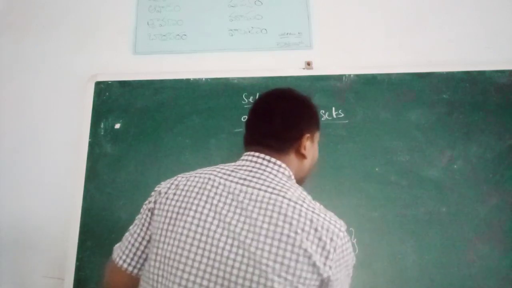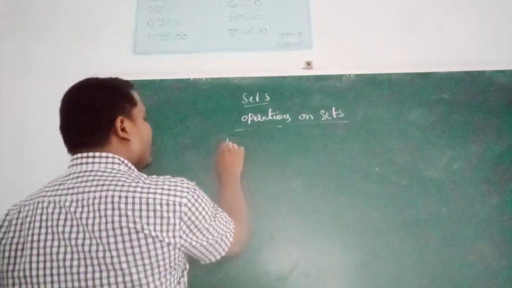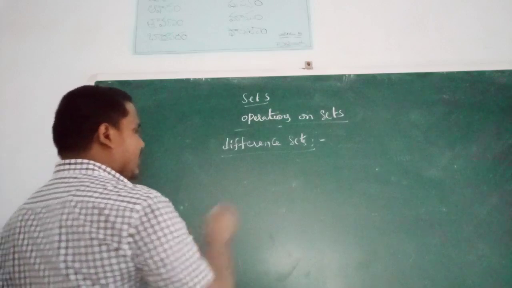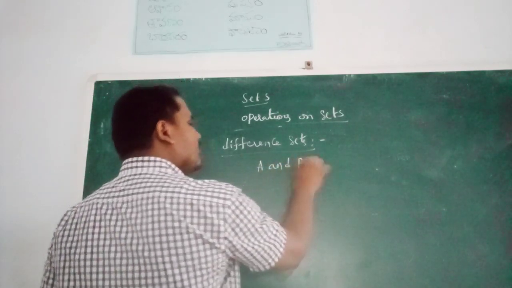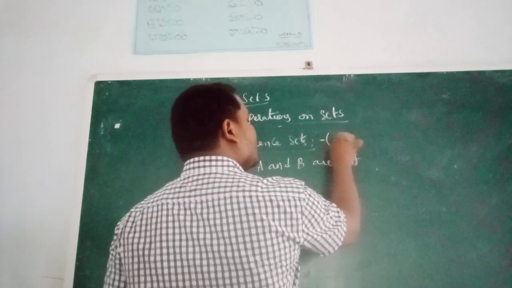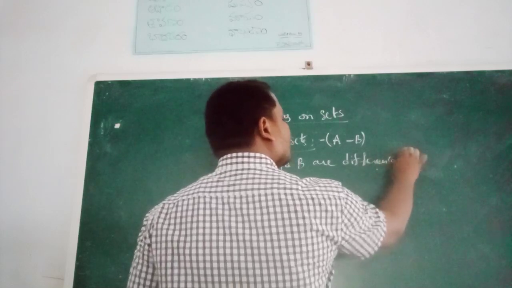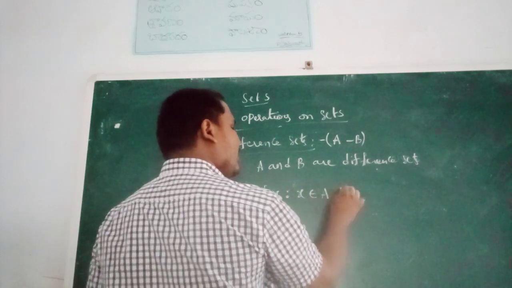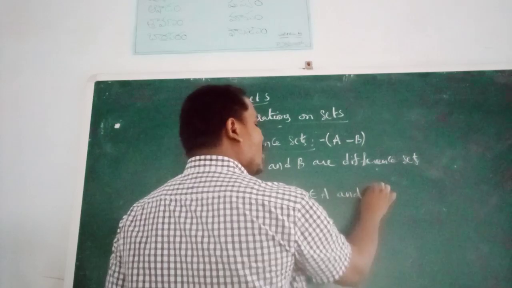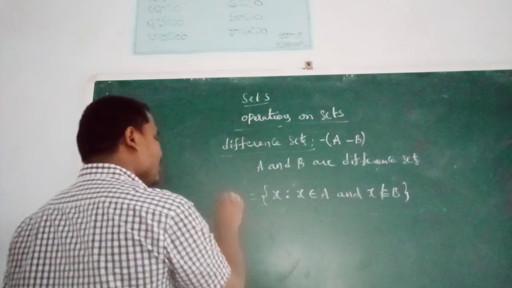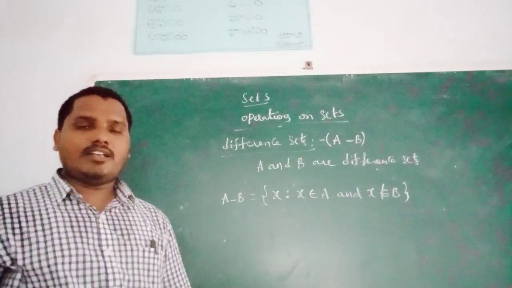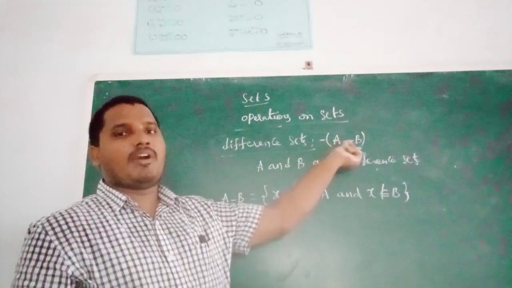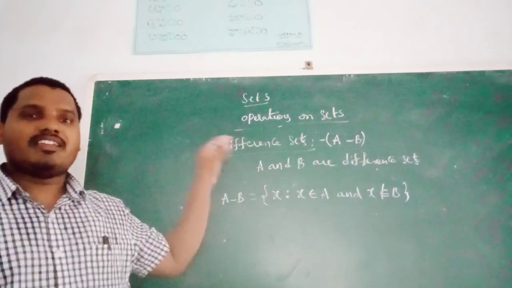Next, difference sets. If two sets A and B are given, suppose A minus B, the set of x such that x belongs to A and x does not belong to B. This is A minus B. The elements present only in set A but not present in B, then that is called A minus B.